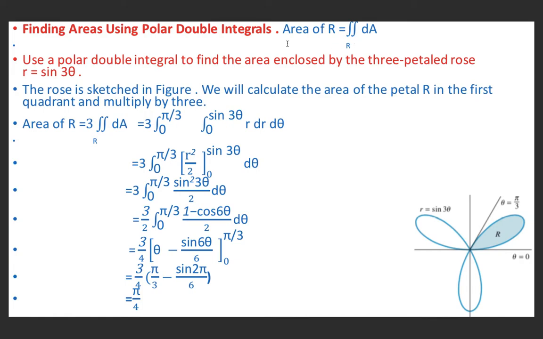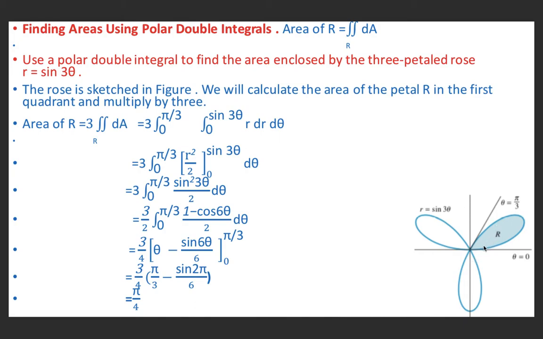So now we will use this formula to calculate the area enclosed by the 3-petaled rose r equal to sin 3 theta. We know how to sketch this graph. So this is the graph of the 3-petaled rose curve. See, all the petals are symmetrical in shape. So it is sufficient to calculate the area of the petal in the first quadrant, and then we will multiply it by 3 to get the area enclosed by the 3-petaled rose.